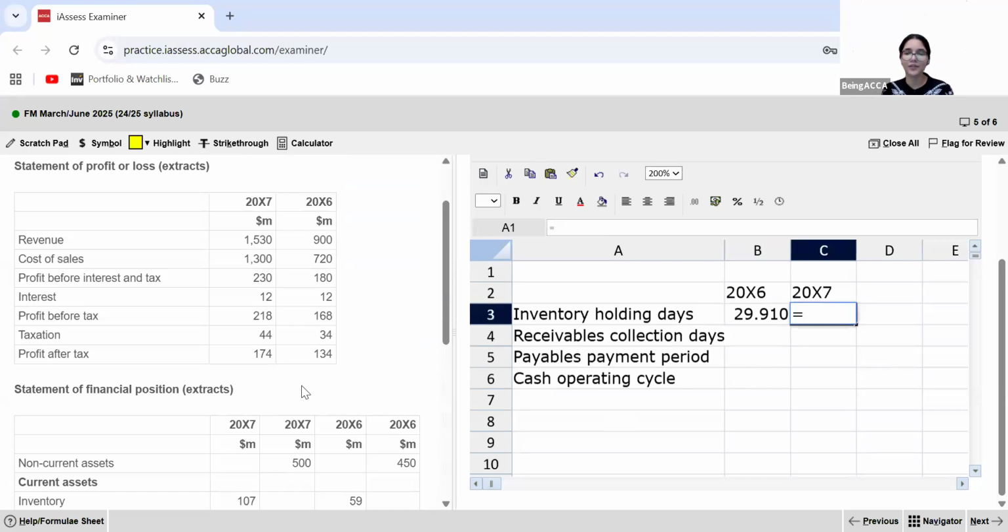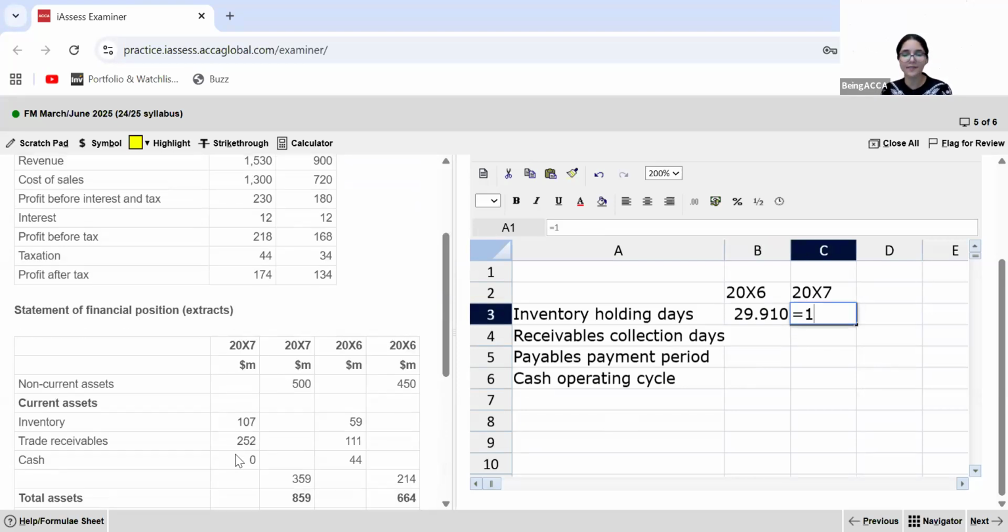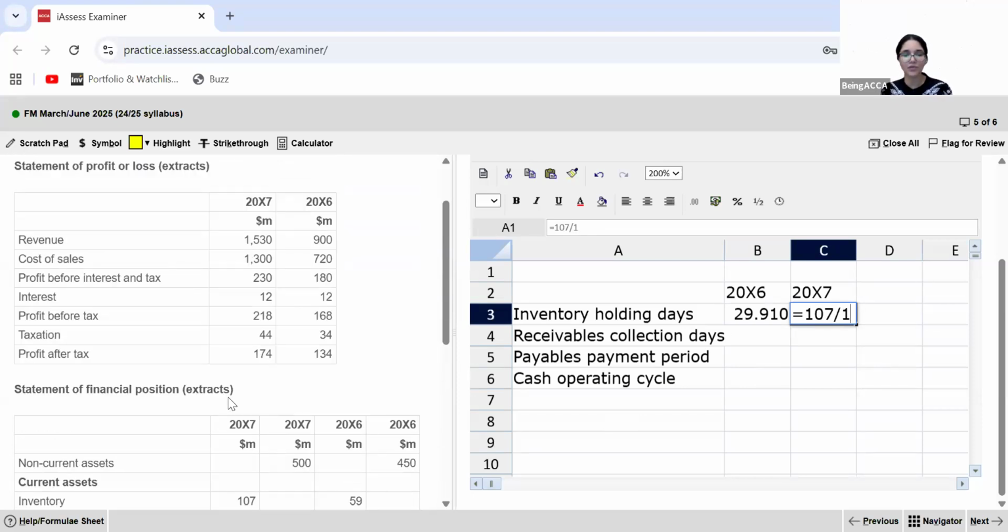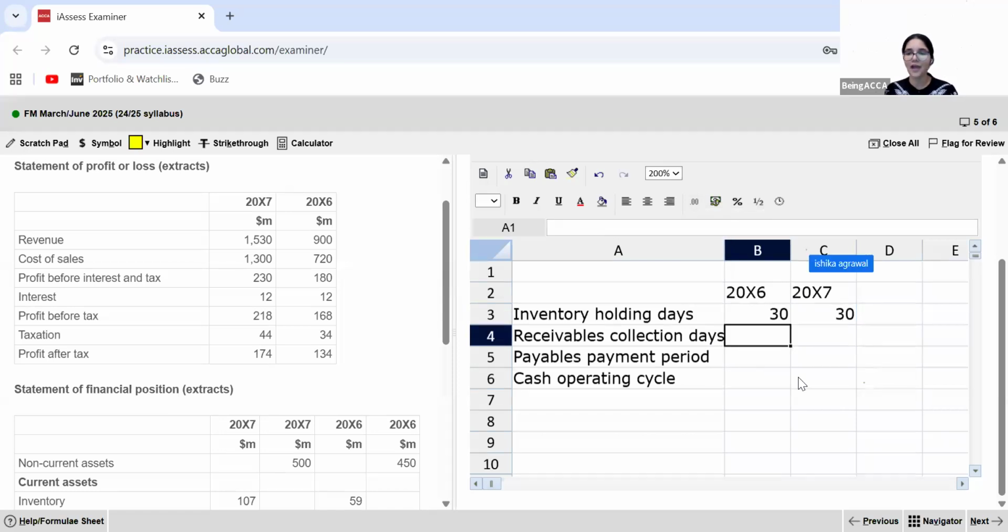Similarly, you can do it for the next year also. For 20x7, the value is 107 for inventory, divided by the cost of goods sold, which is 1300. This should not take very much time on your end because these are formulae which you have been learning since a very long while. What you can also do is reduce the decimal places and make it only one figure. So this is how you can show it in terms of absolute total days. Please do not annotate on the screen.